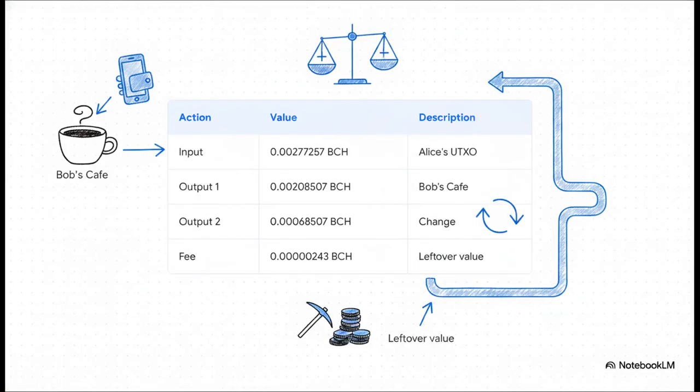Let's look at this math in action with Alice's coffee purchase. Inputs minus outputs equals that tiny implicit fee. Alice starts with an input UTXO of roughly 0.0027 BCH. She outputs roughly 0.002 to Bob's Cafe and routes about 0.0006 back to herself as change. That leftover, unallocated value, it's just a few satoshis left on the table for the miner. Thankfully, modern wallets handle all of this math completely seamlessly behind the scenes.